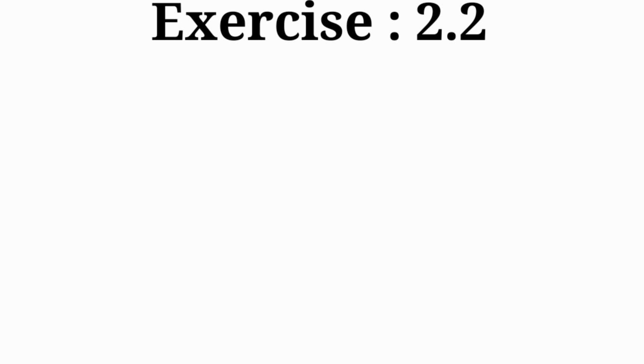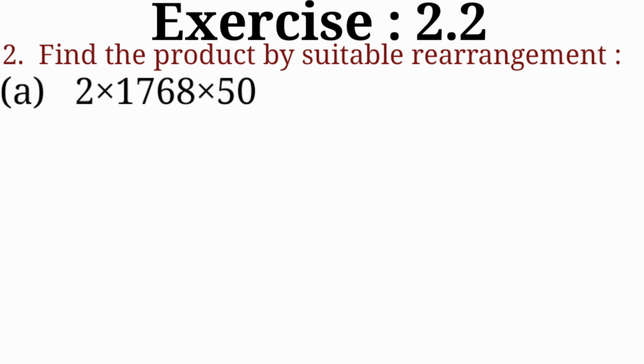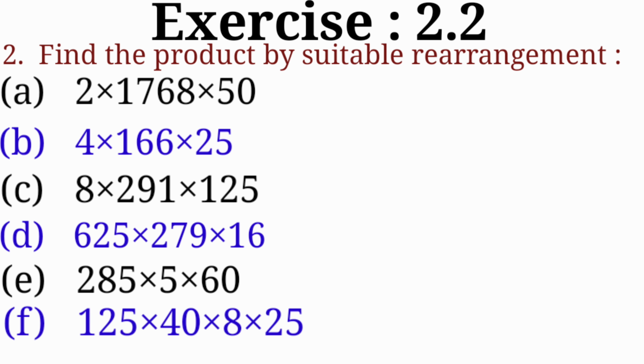Okay students, so now coming to our question number 2. Find the product by suitable rearrangement, and in this question we have 6 parts. A few parts I'll do over here, students, and a few parts I'll give you as homework. So understand it properly. Let's take A part: 2 into 1768 into 50.